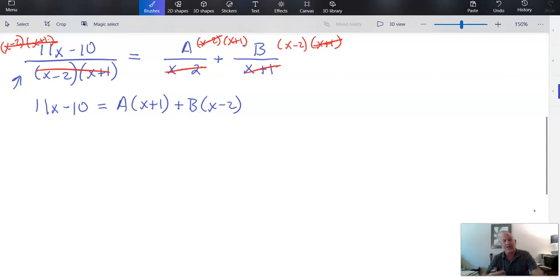The goal is to get these two polynomials to match up. This is one polynomial, this is another one. I have to see what 11 is equal to, and I have to see what 10 is equal to. So what I need to do is distribute this and group these by like terms. That's what my next few steps are going to be. I'm just going to be working on the right-hand side of this. I'm going to distribute the A, and then distribute the B, and then rearrange the terms so the terms with x are together.